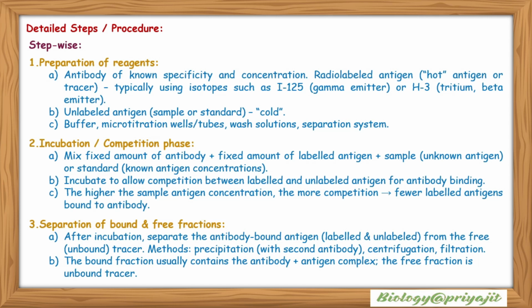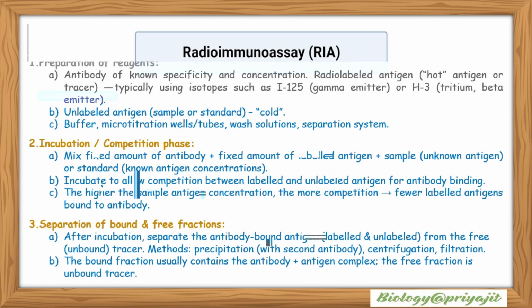Now we should know the separation of bound and free fractions. After incubation, separate the antibody-bound antigen, labeled or unlabeled, from the free or unbound tracer. Methods are precipitation with second antibody, centrifugation, filtration. The bound fraction usually contains the antibody plus antigen complex, and the free fraction is the unbound tracer.